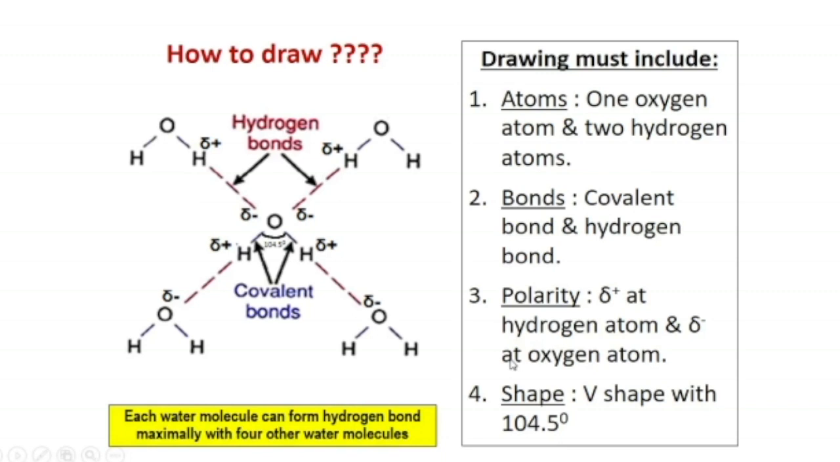How to draw water molecules? The drawing must include two hydrogen atoms joined to one oxygen atom by a single covalent bond, and make sure the shape of the water molecule is a V-shaped structure with an angle of 104.5 degrees. Then there is a hydrogen bond between two water molecules, formed between two oppositely charged atoms: the partial positive charge of a hydrogen atom of one water molecule and the partial negative charge of the oxygen atom of another water molecule.